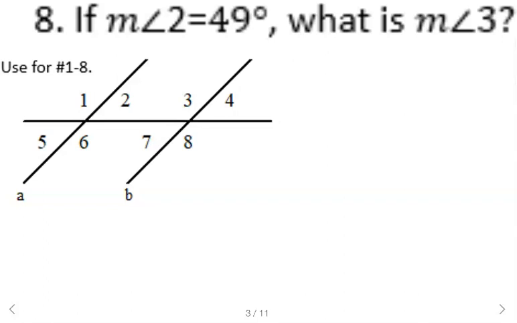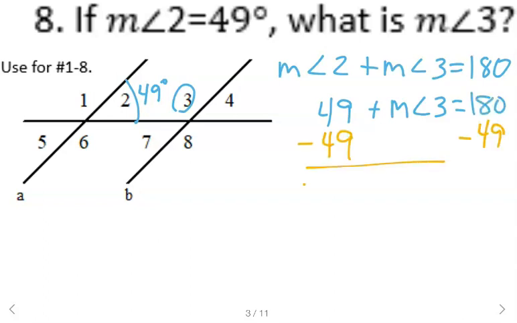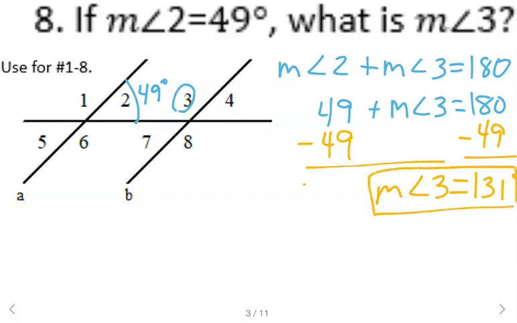All right, number 2, measure of angle 2, on 8 is 49. So this is 49 degrees. Trying to find the measure of angle 3. Well, 2 and 3 are same side interior angles, so they add up to 180. They're supplementary. And so one of the angles is 49. To find the other angle, subtract 49 from the 180. So we found the measure of angle 3 to be 131.